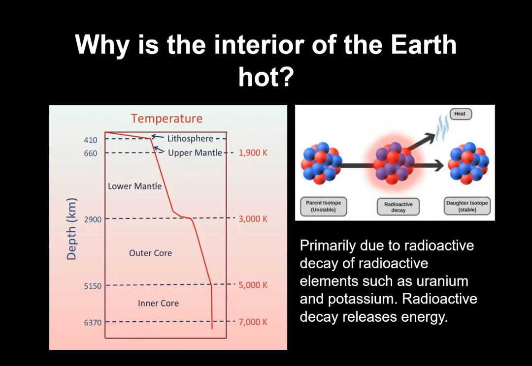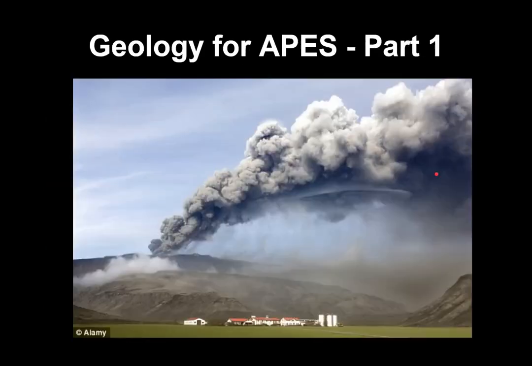But why is the interior of the Earth hot? The number one source of Earth's internal heat is the radioactive decay of radioactive elements such as uranium and potassium. This is the same energy used in a nuclear reactor. When the nucleus of a radioactive atom splits, it releases some energy as heat.